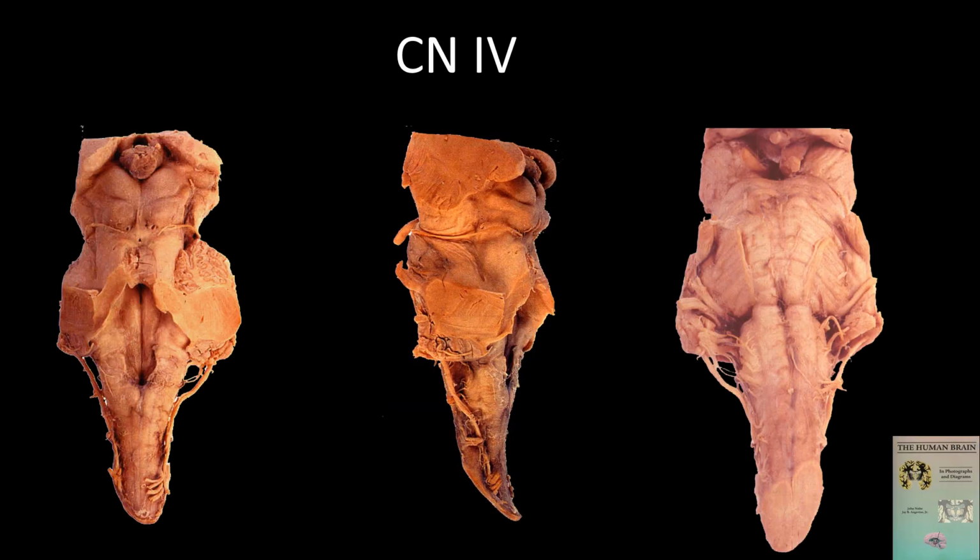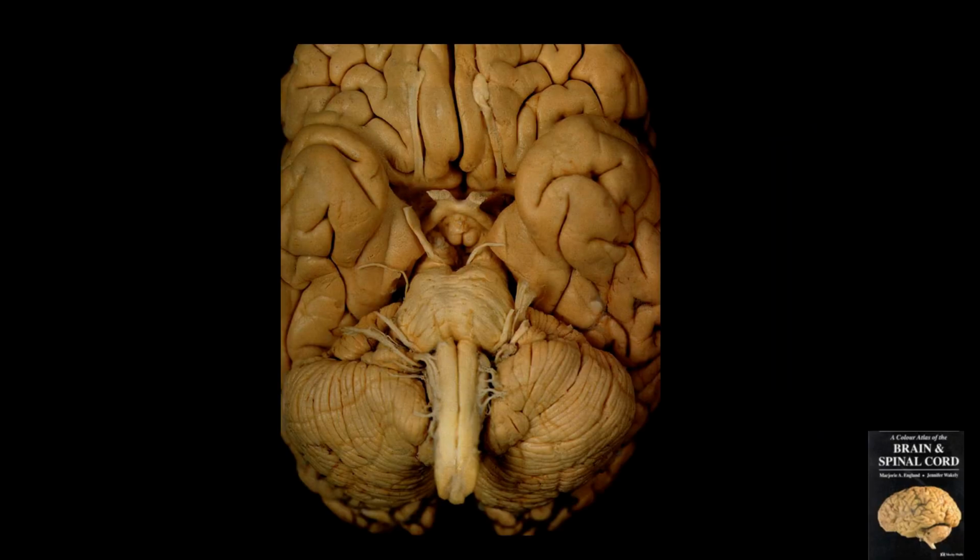The second nerve is cranial nerve 4. I have brought the different views of the brainstem specimen back to show you cranial nerve 4. The trochlear nerve is the only cranial nerve that exits the brainstem through the back, so you can see it in this view. You can see it here as it curves forward, and perhaps here. Looking at the brain from below, you can see it here.